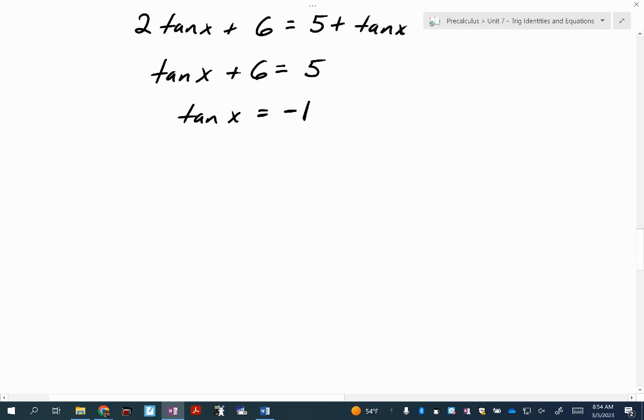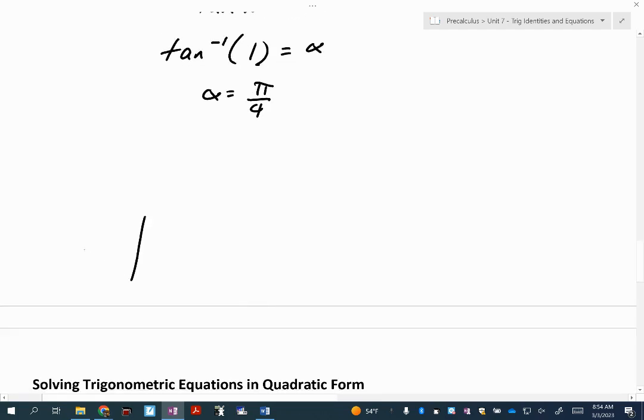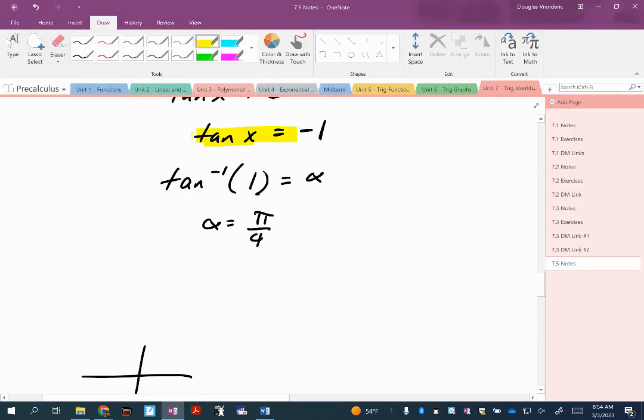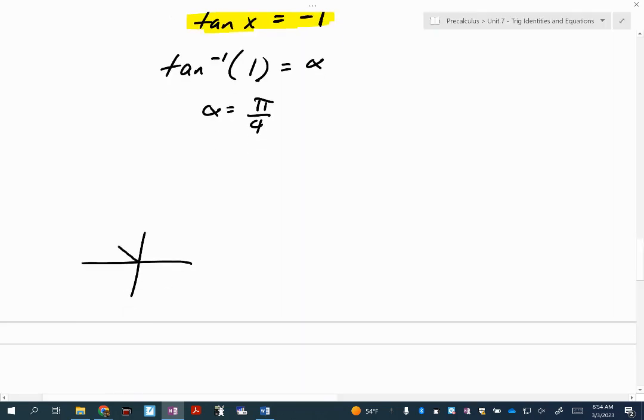All right? So now I'm going to essentially tell my brain, okay, tangent to the negative first power of negative 1. Notice I did positive 1 here to find our reference angle, because in my table of special angles, I do know that the tangent of pi over 4 is positive 1. So I'm looking for, in my quadrants, where tangent is going to be negative. So I'm thinking, where is tangent negative? It's negative in the second quadrant and in the fourth quadrant.